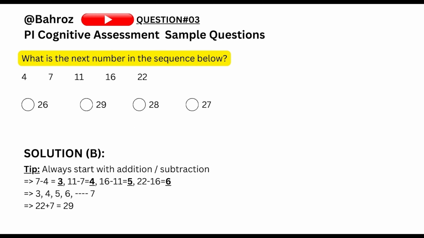So here what we do is that we subtract the number in place 1 from place 2, place 2 from place 3, place 3 from place 4, and so on and so forth. So 7 minus 4 equals 3, 11 minus 7 equals 4, 16 minus 11 equals 5, 22 minus 16 equals 6. Now we are getting a pattern here, which is 3, 4, 5, 6, which means the next difference should be 7. So whatever number we are looking for, once we subtract 22 from it, the answer should be 7, which means if we add 7 to 22, we should get our answer, which is 22 plus 7 is 29.